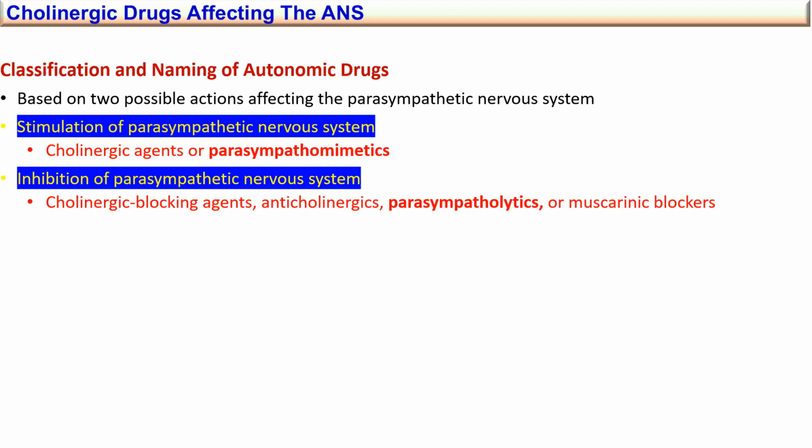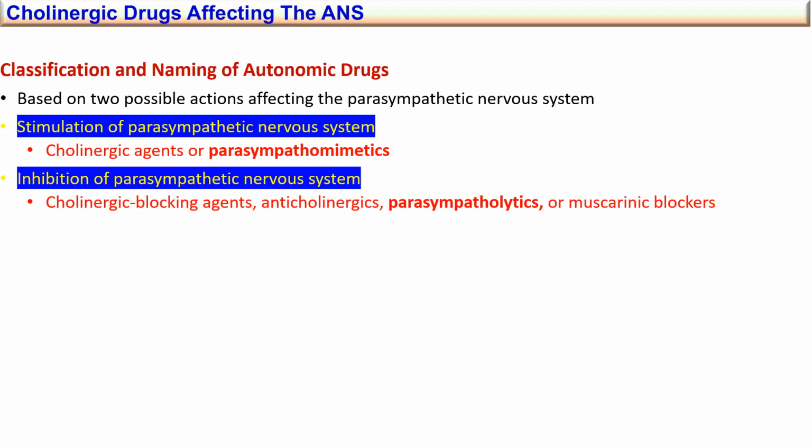Now the inhibition of the parasympathetic nervous system. If a drug activates the parasympathetic nervous system like an agonist, it's called a cholinergic drug. If this drug inhibits the parasympathetic nervous system, then it's an antagonist to it: it antagonizes and blocks it. So that's the cholinergic blocking agent, in other words, an anticholinergic drug or parasympatholytic.